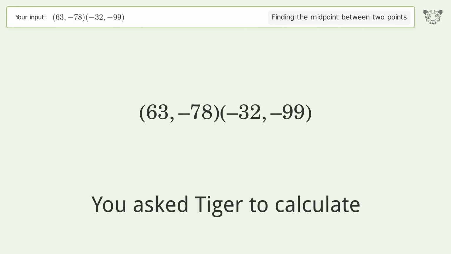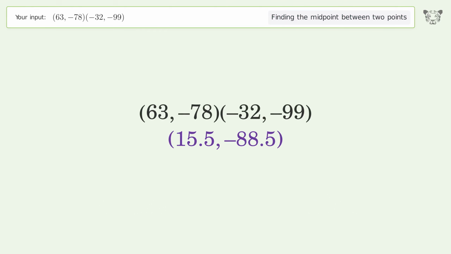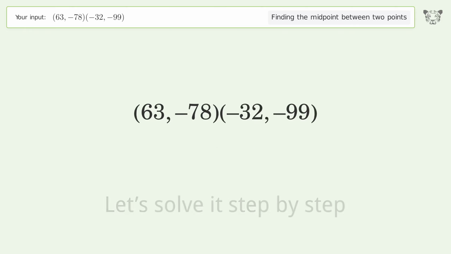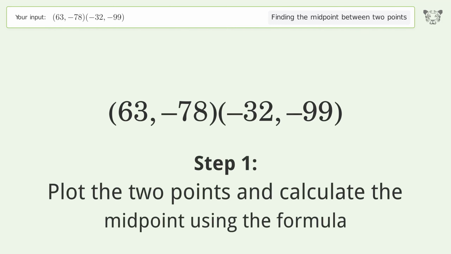You ask Tiger to calculate. This deals with finding the midpoint between 2 points. The midpoint between the 2 points is 15.5, negative 88.5. Let's solve it step by step. Plot the 2 points and calculate the midpoint using the formula.